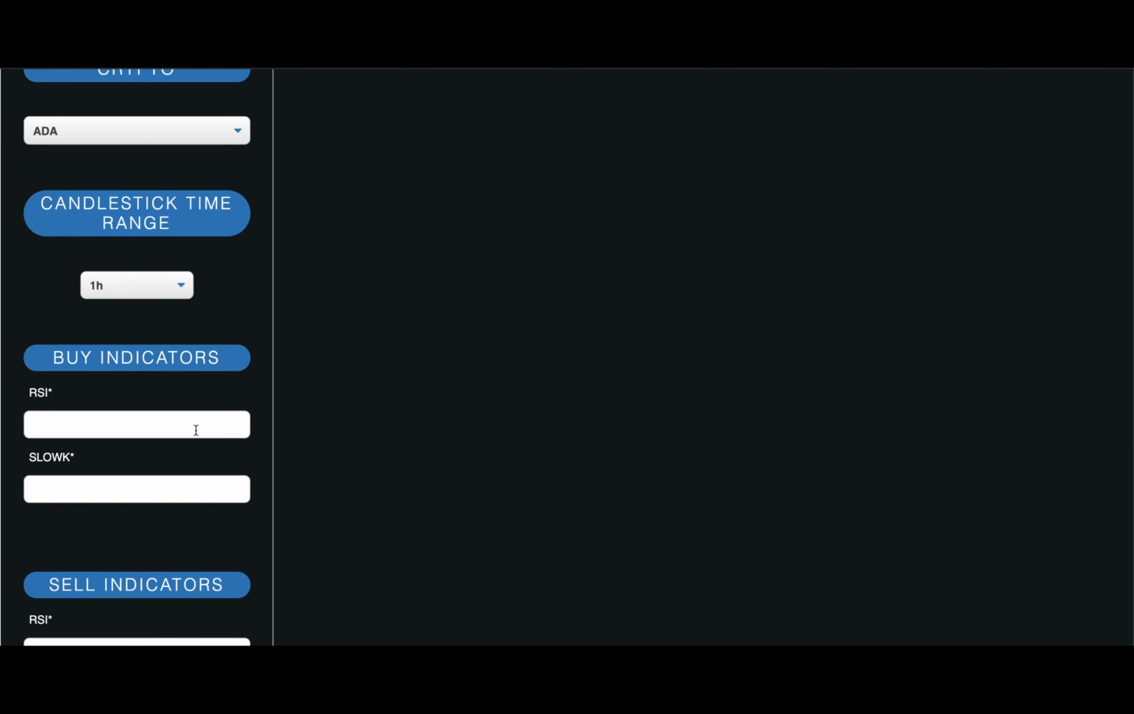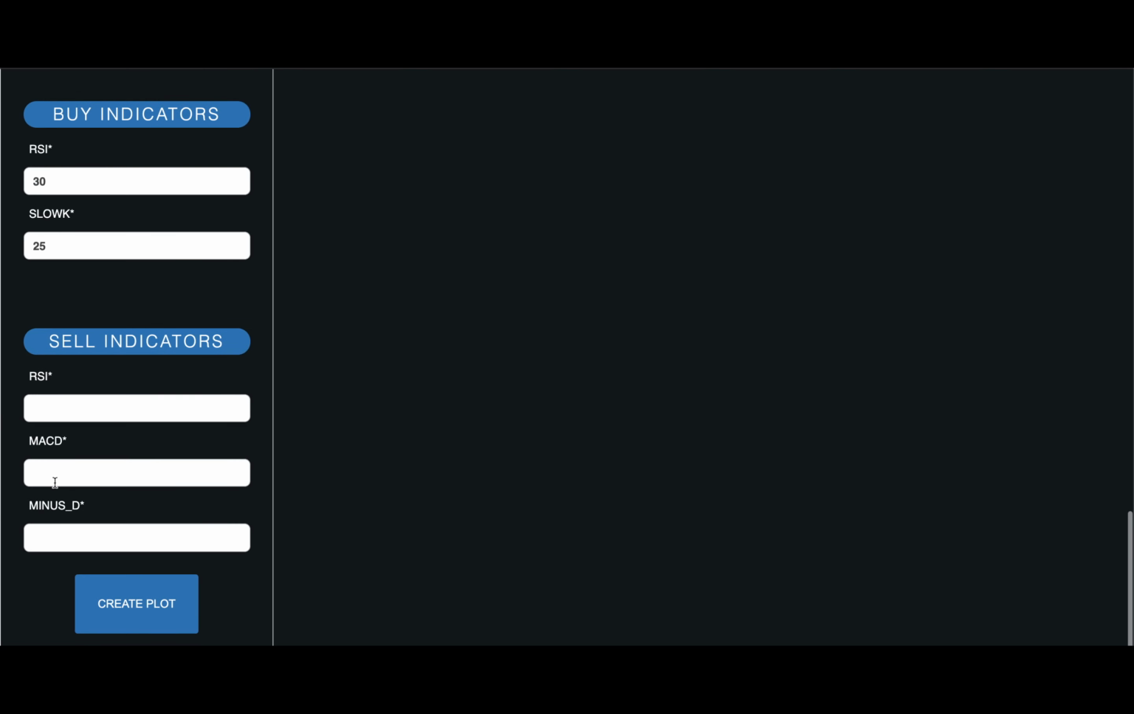Then let's insert our buy indicators. What do we put for the RSI? Let's put kind of high and let's put 30. This look 25. And then let's go for the sell indicators. Let's stay low for this one, 50. MACD, let's put 0 and finally 10. Let's generate our plot.